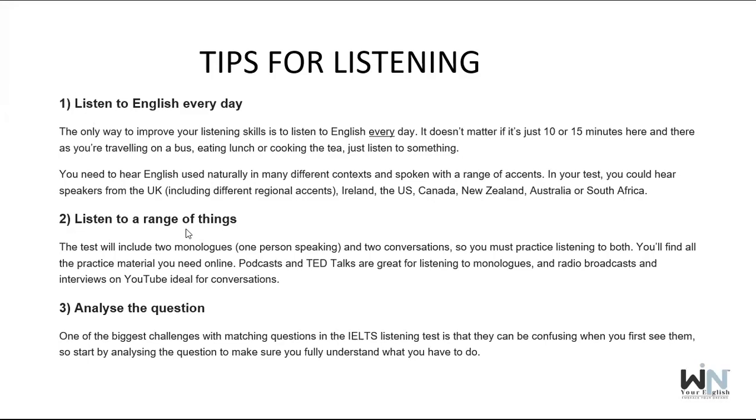Second, listen to a range of things. Range of things means different accents. Join different podcasts which are available online. Listen to TED Talks. TED Talks have different speakers of different nationalities. Some are from India, some are from the US, Canada, Australia, China. So you will be able to listen to quality stuff over there. You will imbibe the habit of listening to different accents and different types, like monologue and conversation. You can join some YouTube channels, broadcasts, etc.